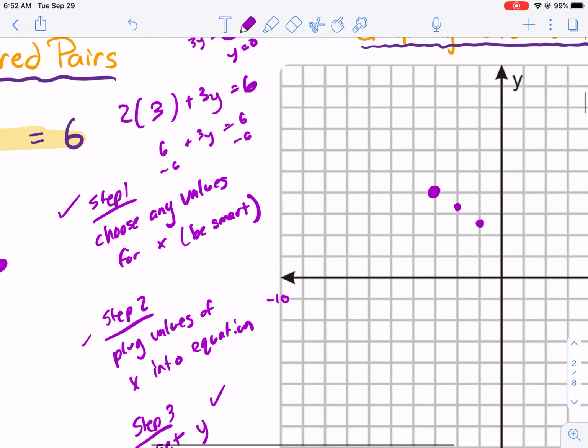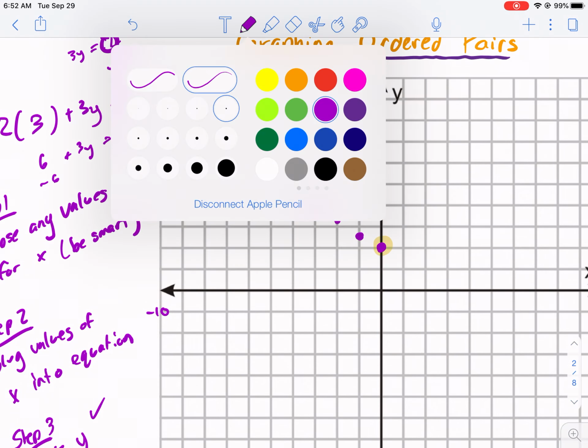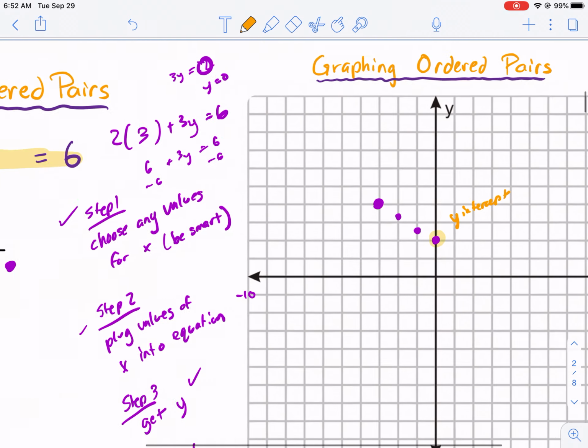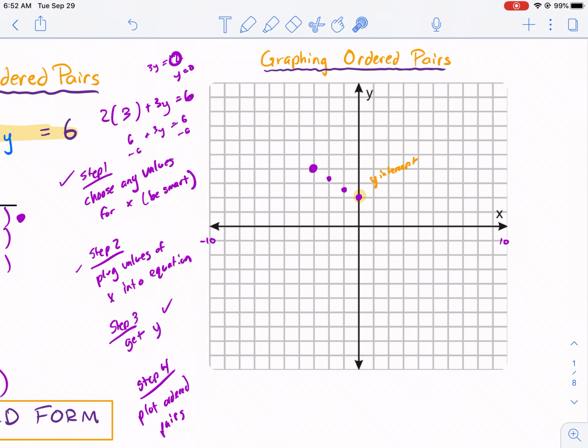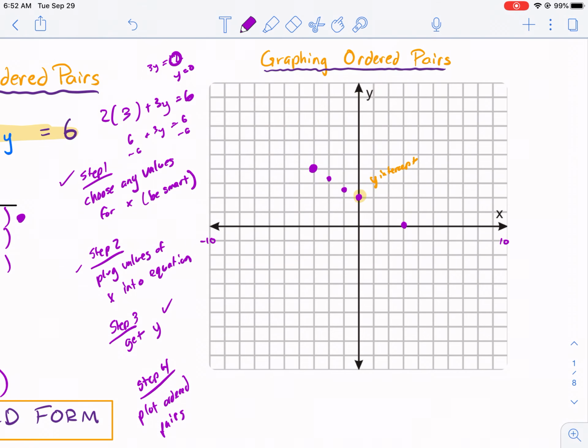Okay, and then 0, 2, this is a special point. Why is this a special point? Well, if I start here and go up 2, I'm still on the y-axis. This is known as our y-intercept. That's our y-intercept. Okay, and then I'm going to skip ahead to 3, 0. This is another interesting point. We go over 1, 2, 3, up 0. This is our x-intercept. Whoops, I meant purple. Let me get a different color. X-intercept.